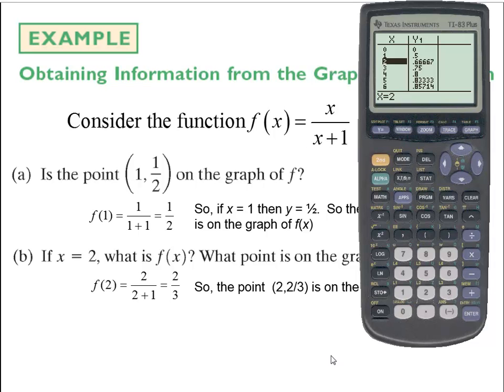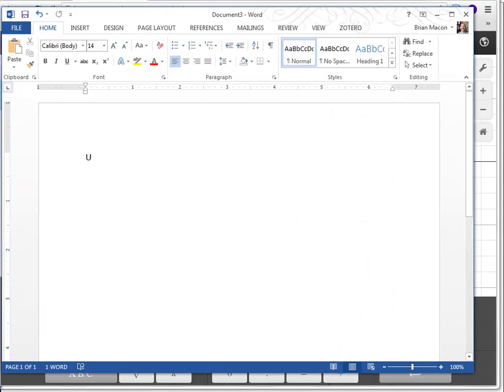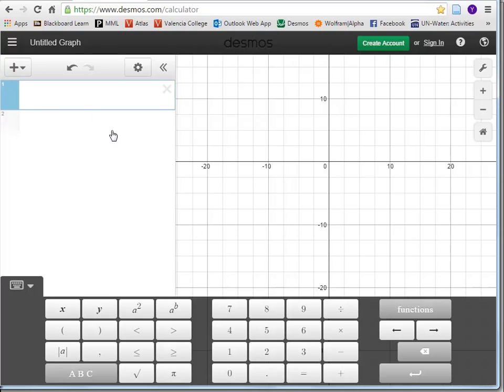All right, let's take a look at Desmos. If I bring up Desmos real quick, and I type, let's say, f of x equals, we had x, I punch the x button, and then I'm going to do divide by.